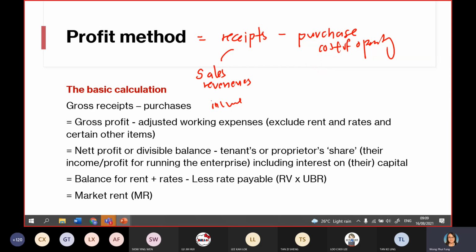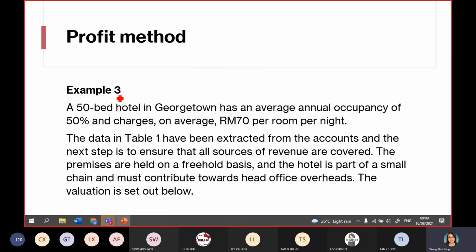So say for example, hotel. A 50-bed hotel in Georgetown has an average annual occupancy of 50%. Which means that not every day is full house, isn't it? It depends on the season. So for this one, we assume throughout the year only 50%. Half occupied, half not occupied throughout the year. And the price of the hotel averages 60 ringgit per room per night.